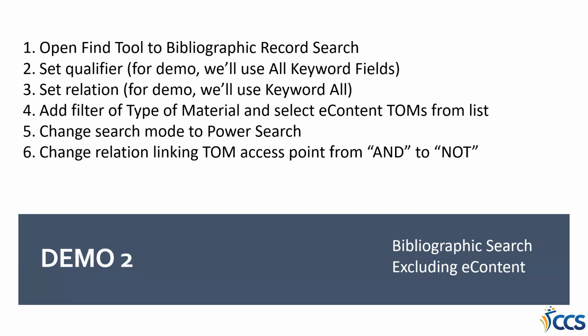So here are the steps written out for our next demo. Most of these steps are the same. We're going to start by building our search as a basic search, configure it based on our preferences. Then we'll add the type of material, or TOM, as our filter and select e-content types. After that, we're going to translate our search setup into Power Search. And our one additional step here is that we need to change the relation of our filter to the search.